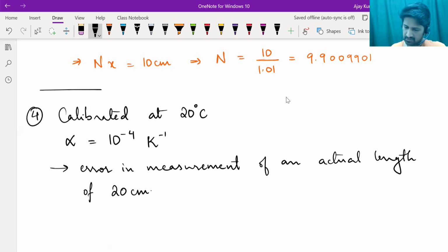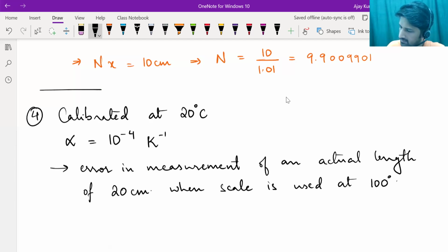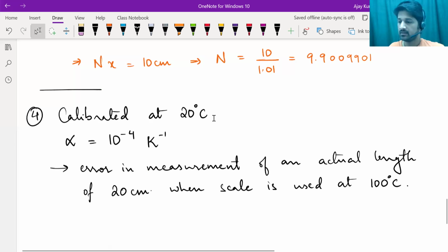At what temperature is this scale used? When the scale is used at 100 degrees C, obviously, when you use it at higher temperature, the markings will expand. So the reading you get will be less than the actual measurement. So what is that new measurement that you get and how much is the error in measurement? Calculate that. Do this quickly. I'll give you all 2 minutes.